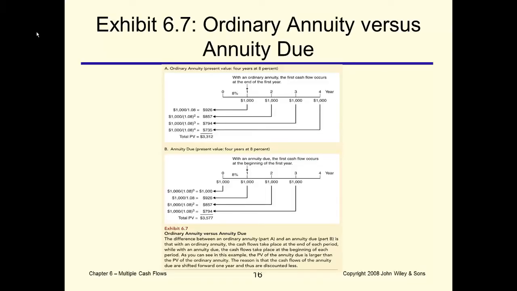In table 6.7, it goes through and looks payment by payment for a 4-year annuity, how an annuity differs from an annuity due when we're calculating present values. So take a look at that. It provides a good visual explanation for how the timing of cash flows changes, and therefore how the discounting of those cash flows changes, and that influences the total present value.